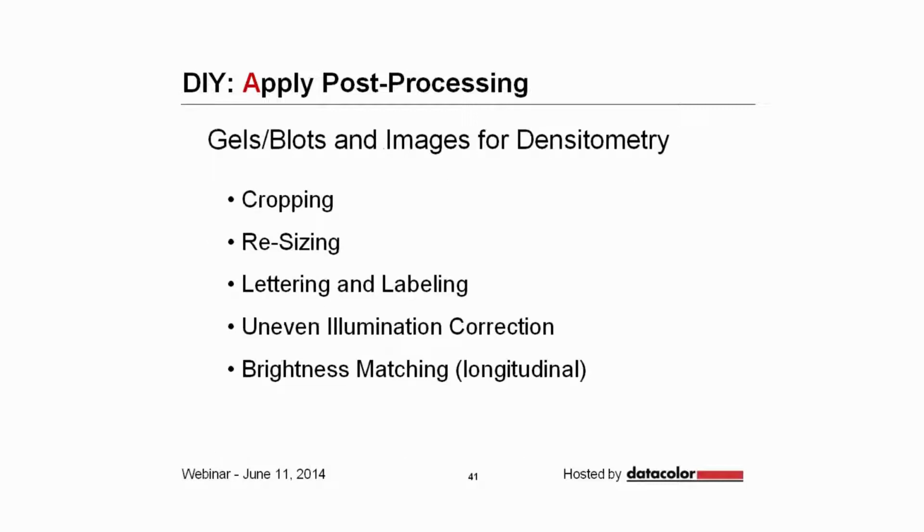As far as gels and blots and images that are destined for densitometry, you can crop those, and again, you'd want to look at the author's guidelines to see how they want those cropped. You can resize them, and letter and label them. And it's very important, if you're not using a scanner and you're using more of a camera system, that you correct for uneven illumination, and I'll talk a little bit about that. And if you're doing a longitudinal study where you may have differences in light levels, it's perfectly appropriate to do a linear histogram shift, as a kind of brightness matching.